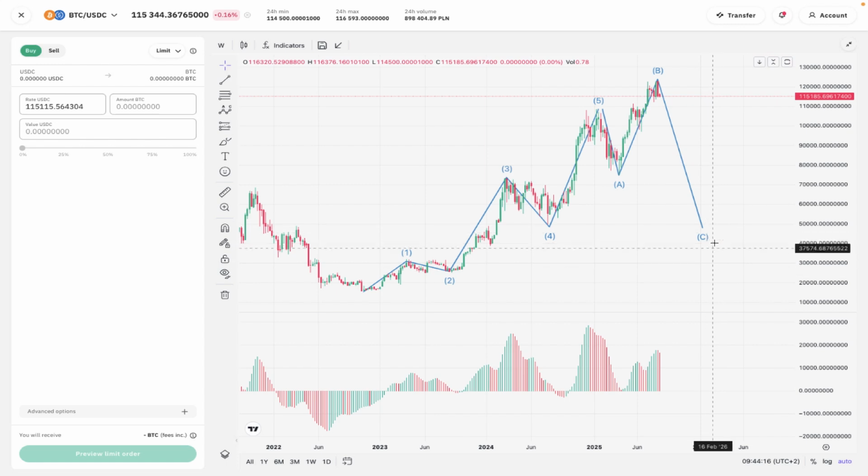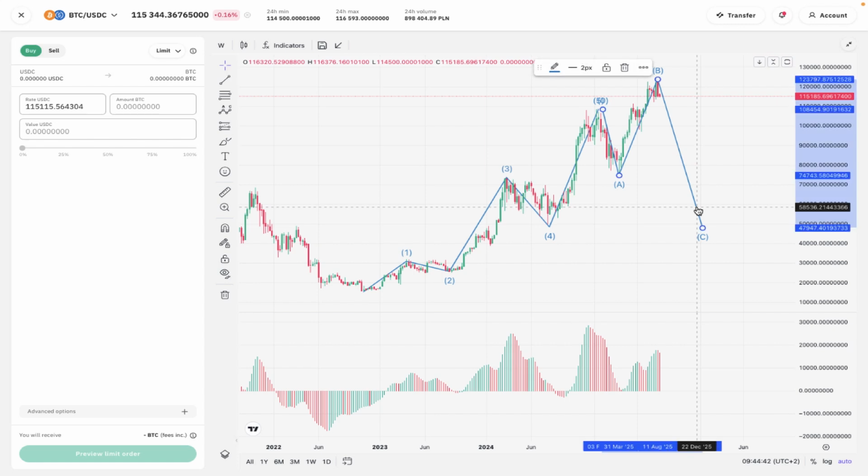A, B, C, big wave 2 is done as the irregular flat, fine, and then the movement to the upside in big wave 3 is being expected. Now that's one way of labeling. However, I can see a very nice impulsive cycle here in wave B, and wave B cannot be an impulsive cycle, right?